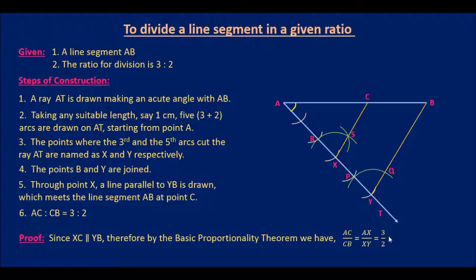I have not written it in a ratio form because for the basic proportionality theorem we write it in this form. So I have written it in this form. AX by XY is equal to 3/2. Hence AC by CB will also be equal to 3/2. That is, AC is to CB equal to 3:2. This is how we divide a line segment in a given ratio. The only thing that you have to remember is how many arcs have to be drawn, and that is given by adding the two numbers present in the ratio.